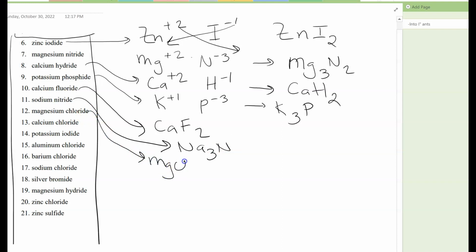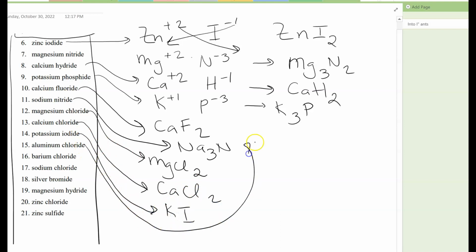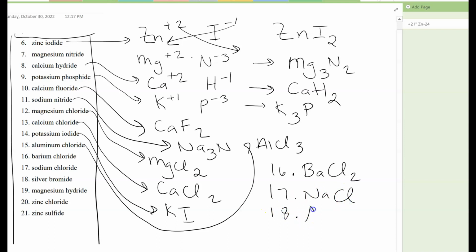Magnesium chloride is MgCl2. Calcium chloride, CaCl2. Potassium iodide, KI. Aluminum chloride, AlCl3. Barium chloride, BaCl2. Sodium chloride, NaCl. Silver bromide. Silver is one of those transition elements that always has one kind of charge, which is +1. So bromide is -1. Silver bromide is AgBr.